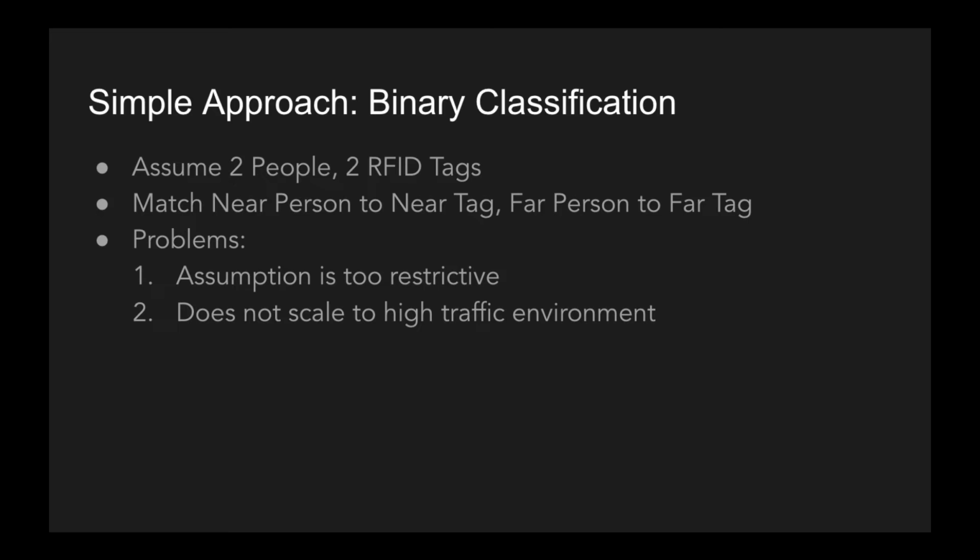To do this, we assumed a restricted environment: 2 users, 2 tags, that's it. We matched the near person with the near tag and the far person with the far tag, mapping the smaller RSSI value to the greater depth estimate. This worked well when there were obvious depth differences between people, but it didn't capture lateral movement well, and it did not generalize to higher traffic environments with variable numbers of people and tags.